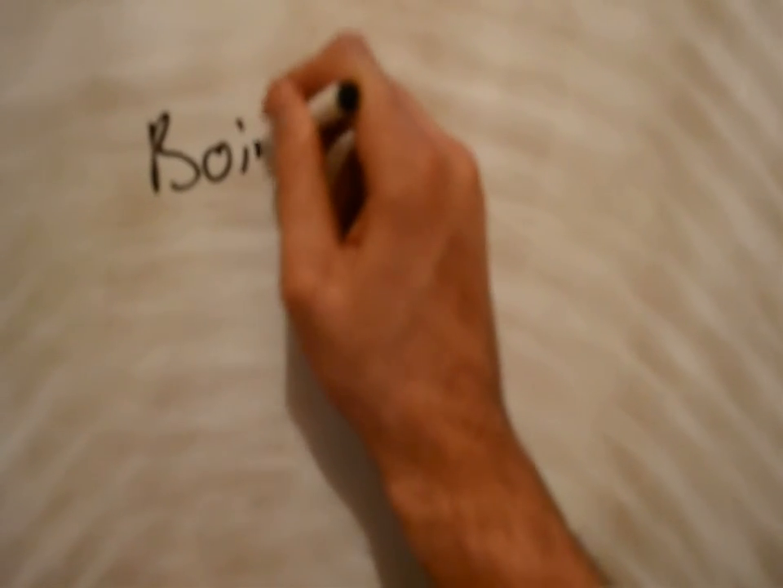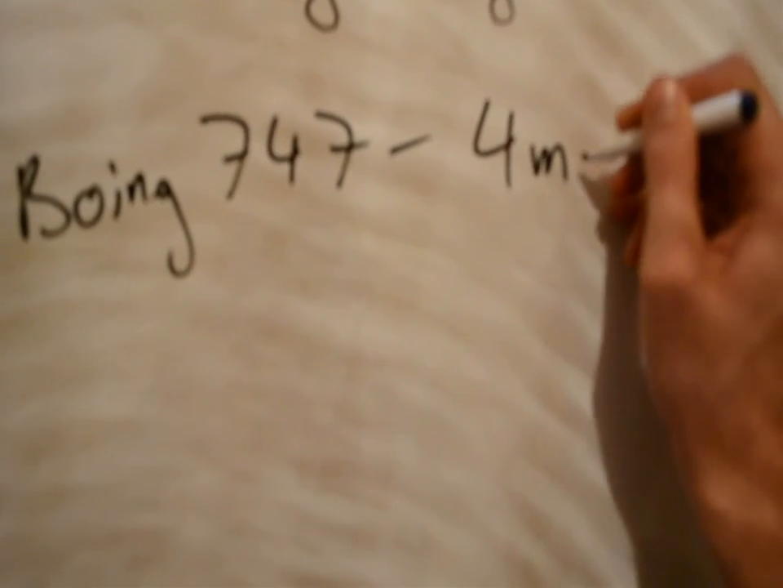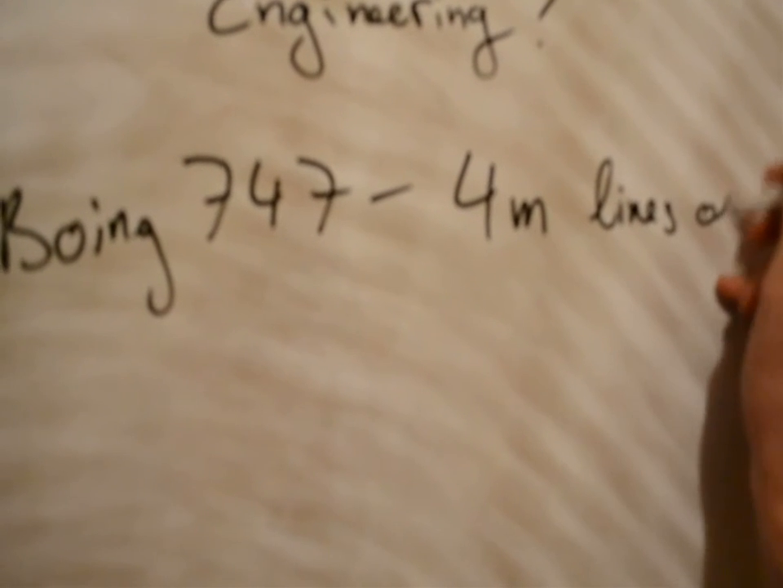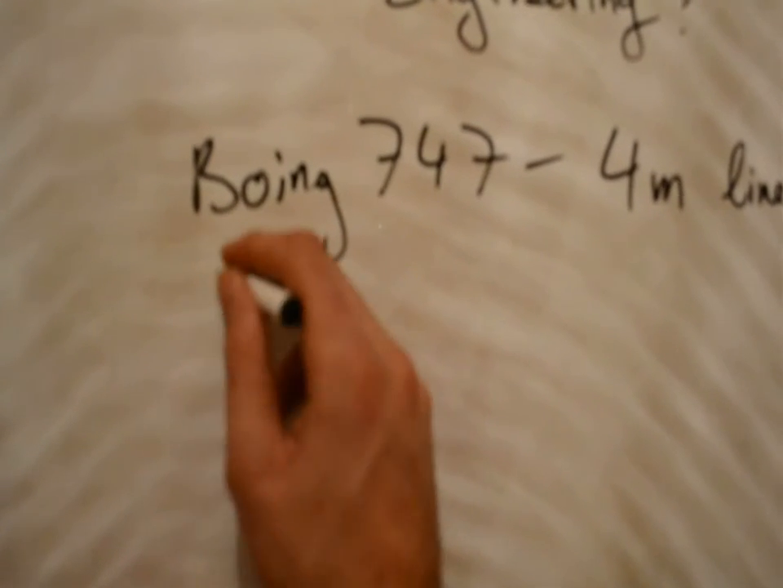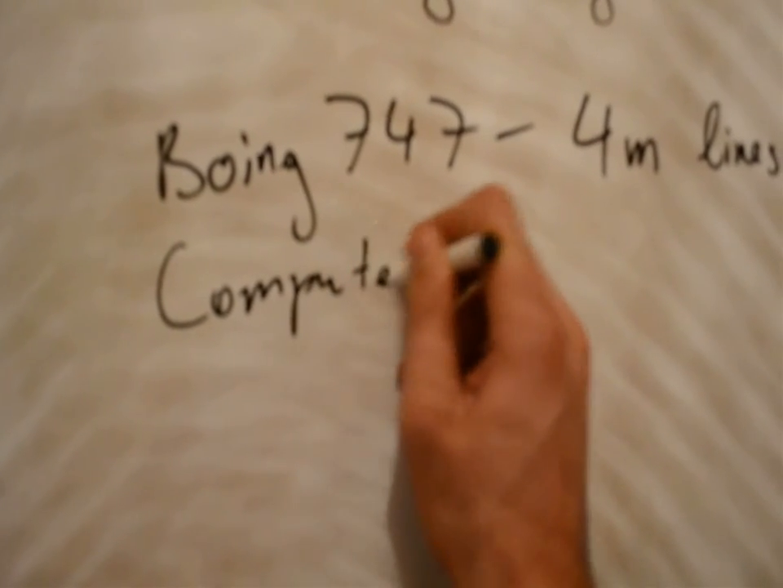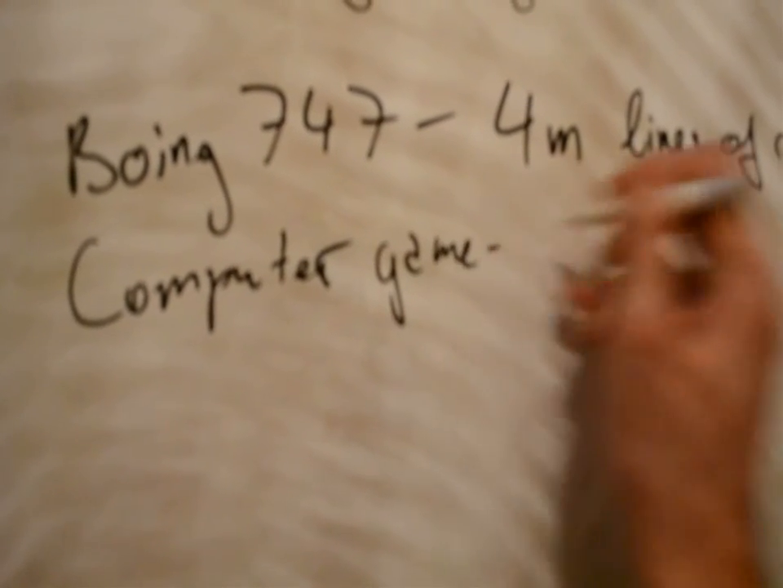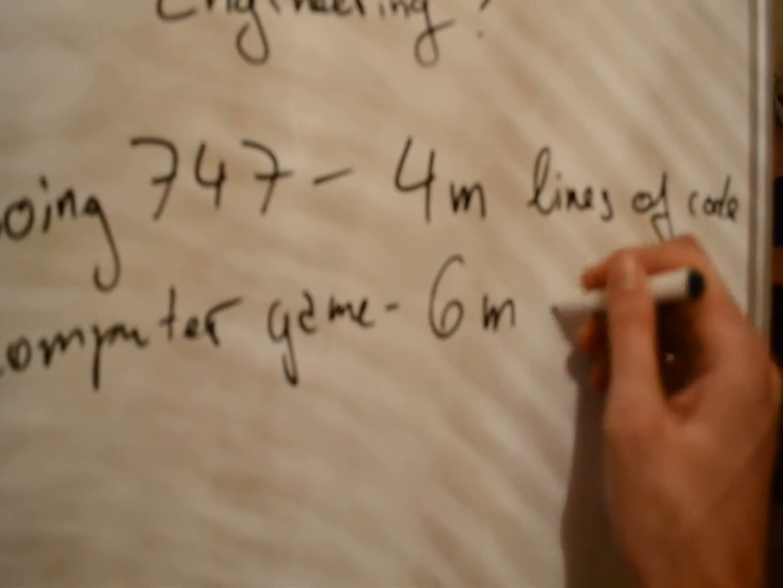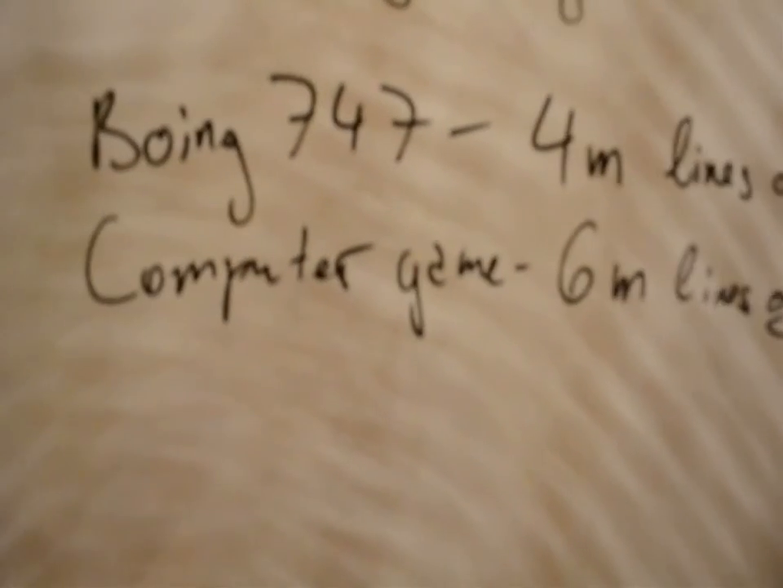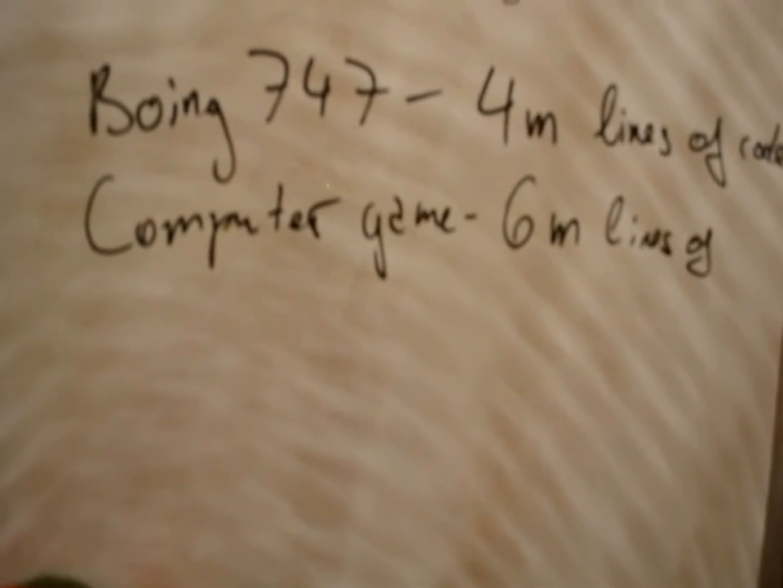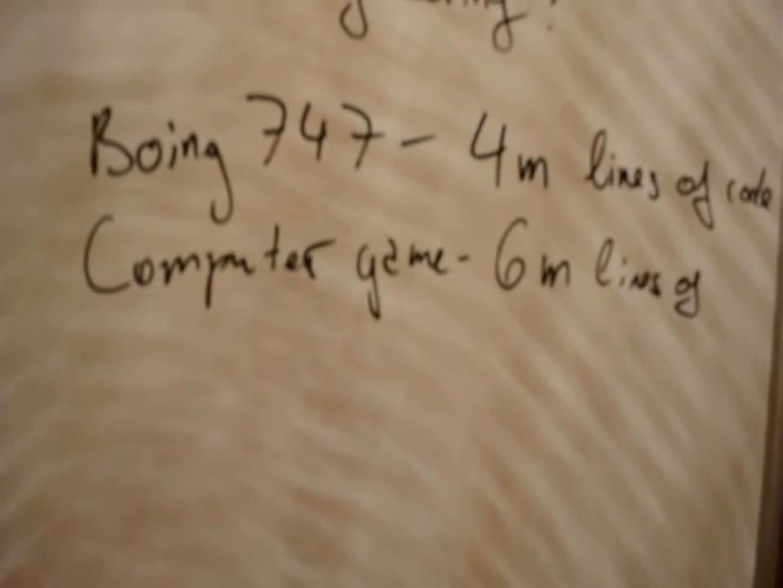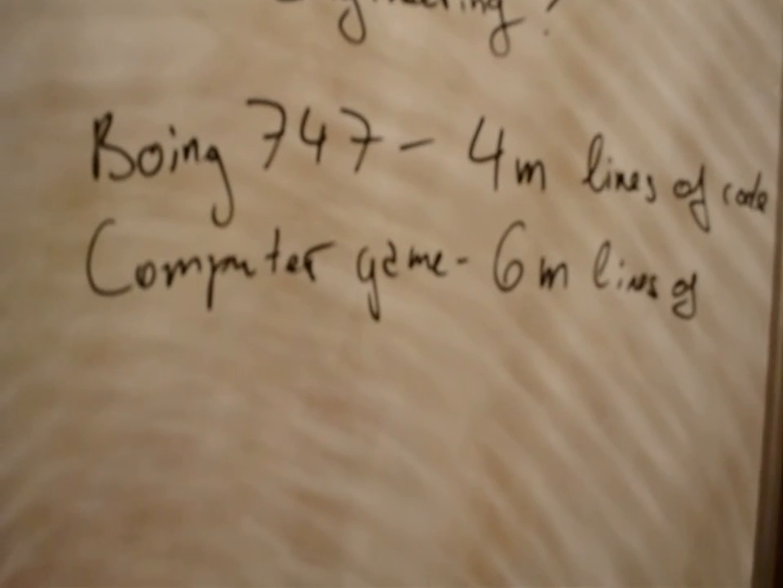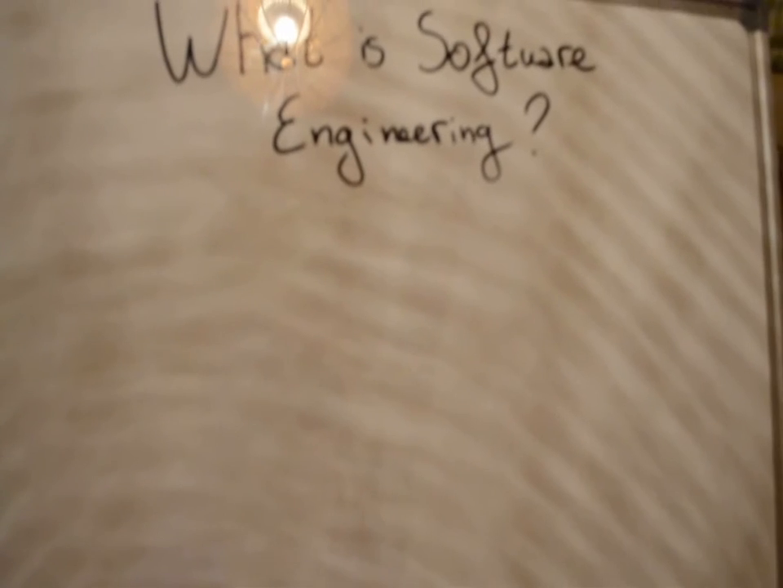A Boeing 747 has 4 million lines of code, and nowadays a video game has about 6 million lines of code. And this is a huge amount of code. The software engineer needs to think about the design on different levels, from a line of code all the way up to the entire system. Let's do the math.